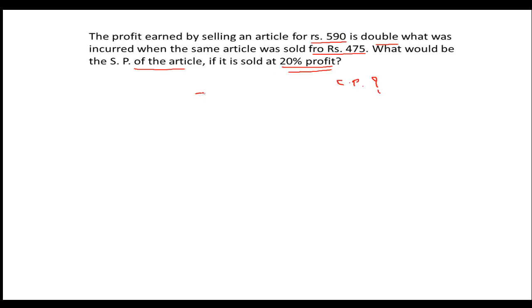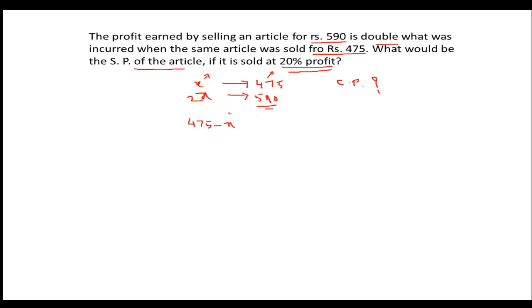So if X is the profit on ₹590 selling price, let X be the profit on ₹475, then 2X will be the profit on ₹590 selling price. Since this is the selling price and this is the profit, the cost price will be 475 minus X.